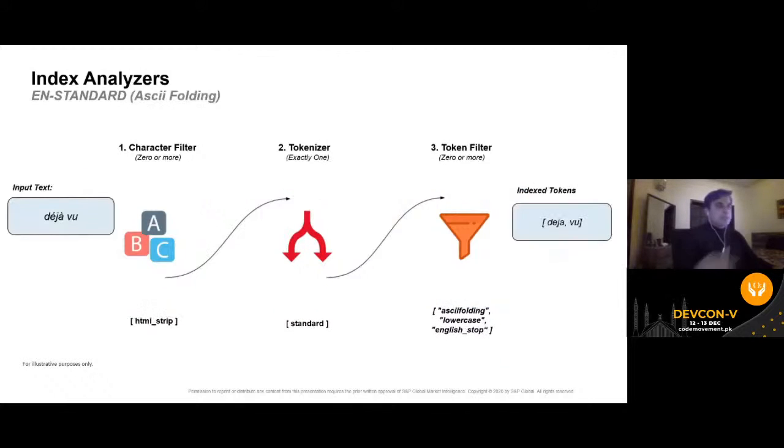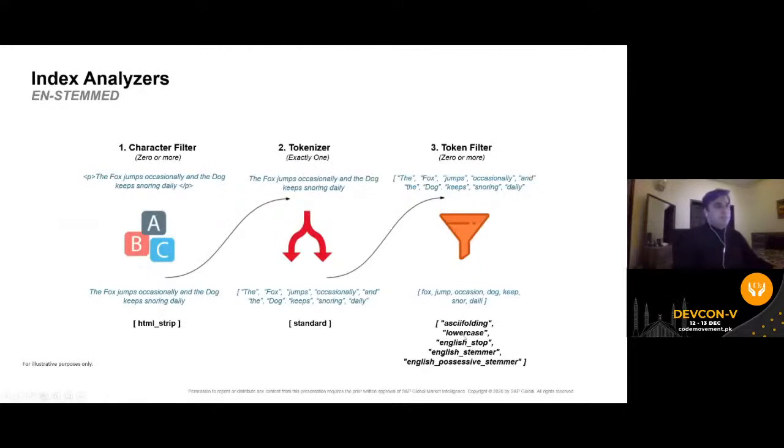In the previous example, ASCII folding was not getting applied. ASCII folding essentially normalizes the special characters. For example, in the deja vu text over here, this E has an accent on the top, and this A has a tilde on top. When it goes through the ASCII folding, these characters are normalized into standard English characters like this, as shown on the screen. So that's what ASCII folding does.